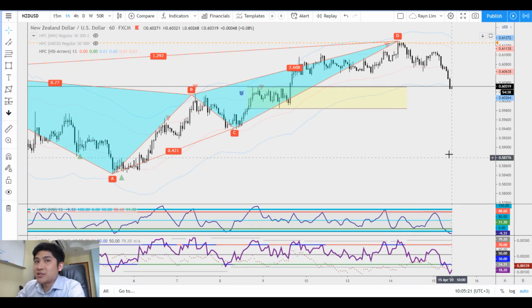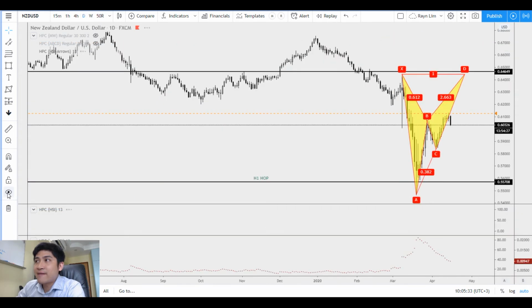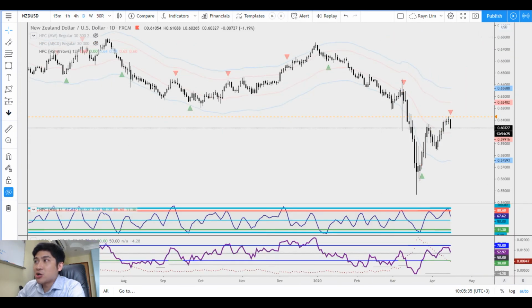It went to target 2. That's when you know that you missed this trade already. Of course, you can wait for a retracement back to entry, but my experience with butterfly, once it starts target 2, that's it. Okay, to the next pair, Australia dollar.